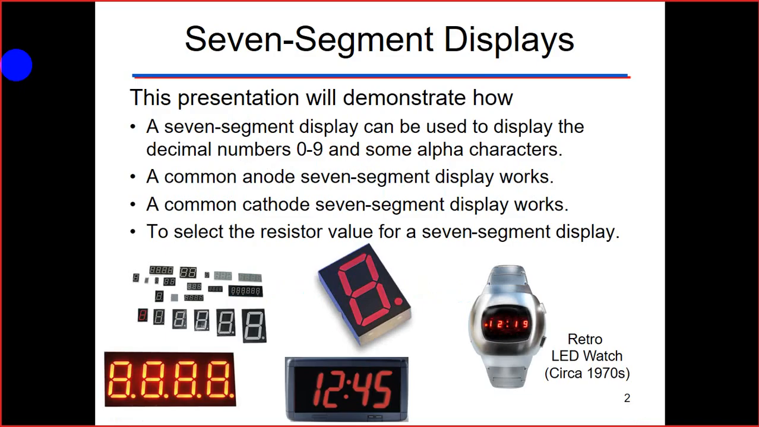Seven-segment displays. This presentation will demonstrate how a 7-segment display can be used to display decimal numbers 0 to 9 and some alpha characters, how a common anode 7-segment display works, how a common cathode 7-segment display works, and how to select the register value for a 7-segment display. And if you look at the picture at the bottom, there are lots of uses of 7-segment display.